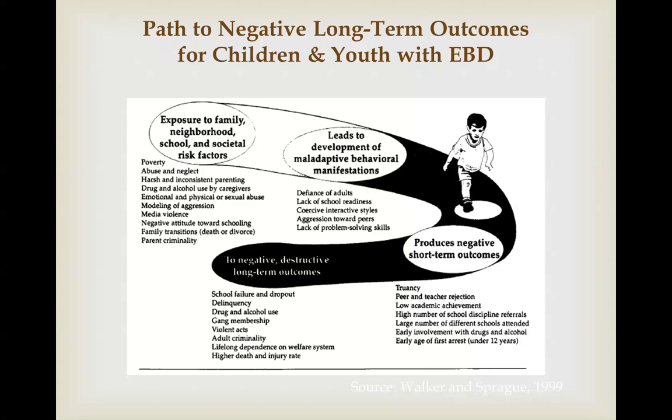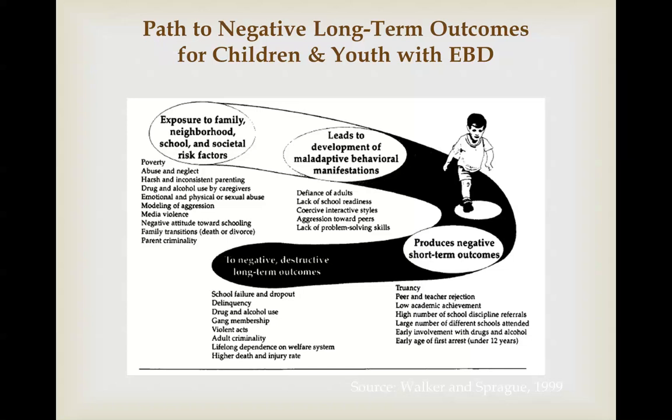Here's a slide that's frequently seen. It's from Walker and Sprague in '99. For a long time within the field of emotional behavior disorders in particular, for those youngsters who need to learn replacement behaviors most critically, we were very good at documenting the pathway these students followed. We did that two ways. We did that prospectively by tracking them over time to measure what happened to them, and we did that retrospectively by finding adults who struggled and then looking back through their history to see what their developmental history had been.